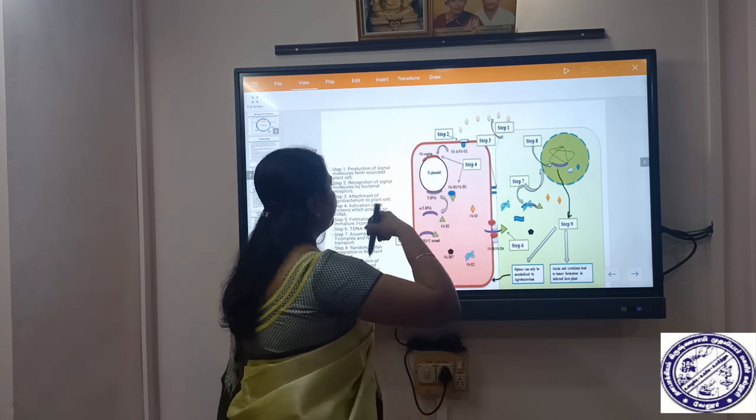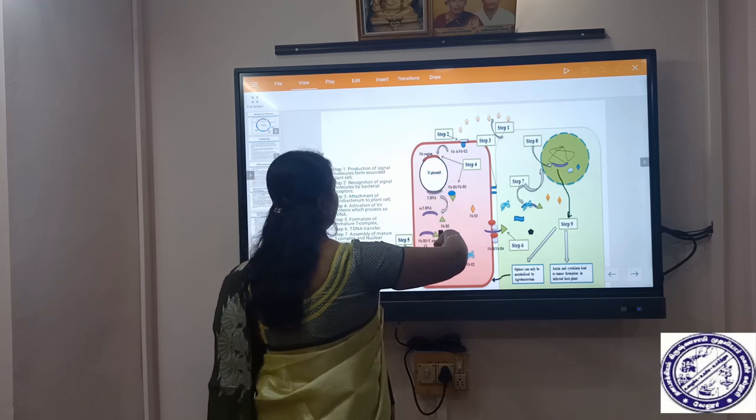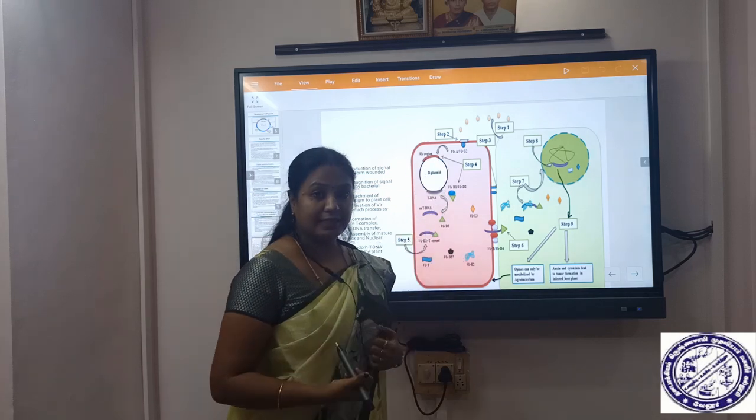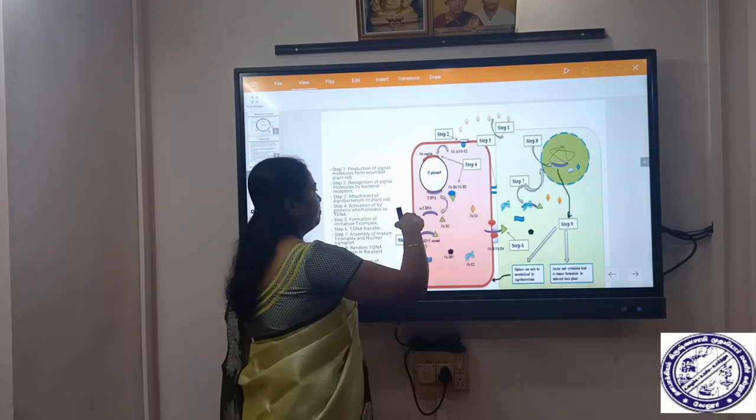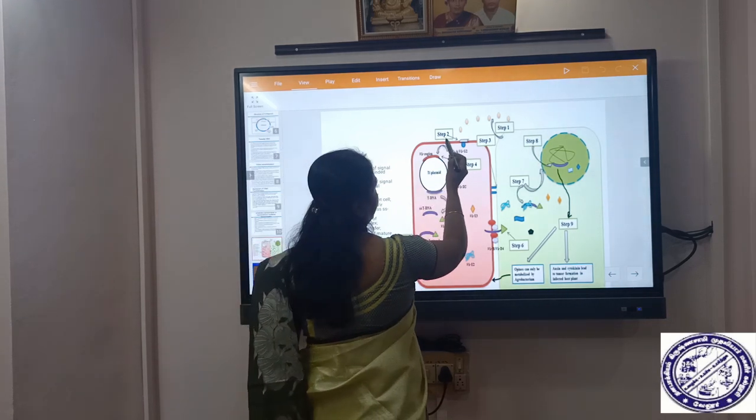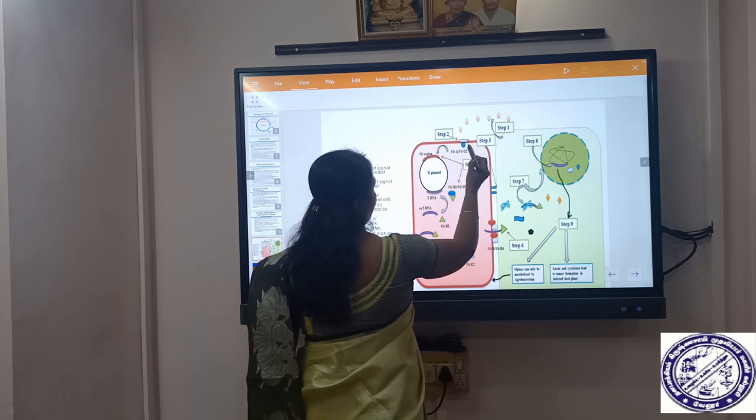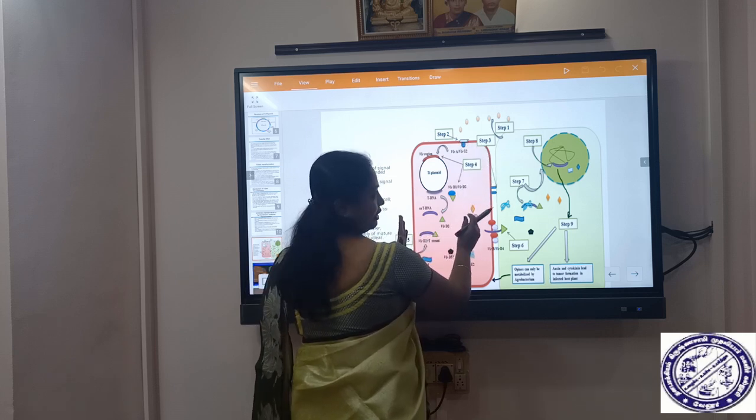Next, the bacterial cell should recognize that signal, isn't it? So the second thing is recognition of signal molecules by the receptor. So this is the second step. Here you can see the signal molecule. So this is the recognition step.